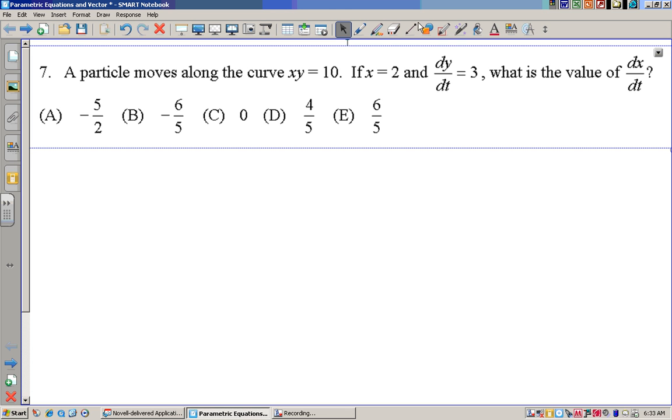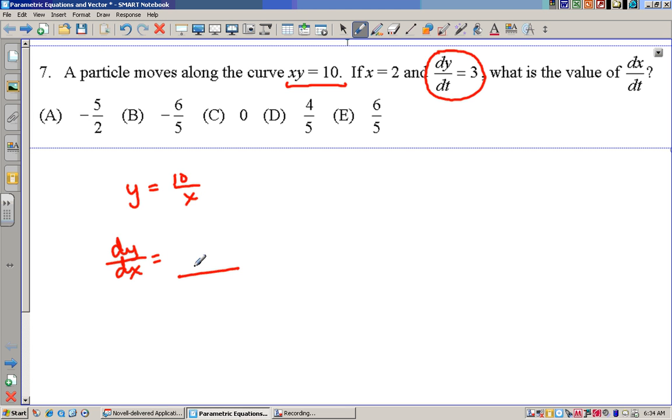For problem number 7, I think the main issue there is that there's a typo on the problem. This said dy/dx on your paper. It should say dy/dt. The reason for that is here we have xy equals 10. If I change that and make it y equals 10 over x, you guys should be able to find dy/dx. Then once you find dy/dx, which you can find pretty quickly, you should be able to plug in x equals 2, and it should give you a value.